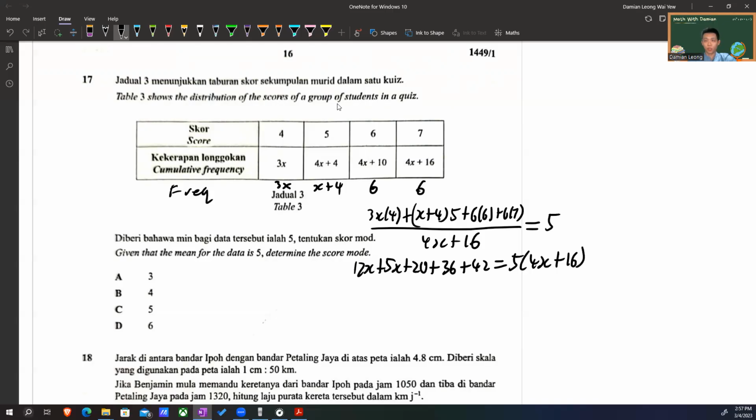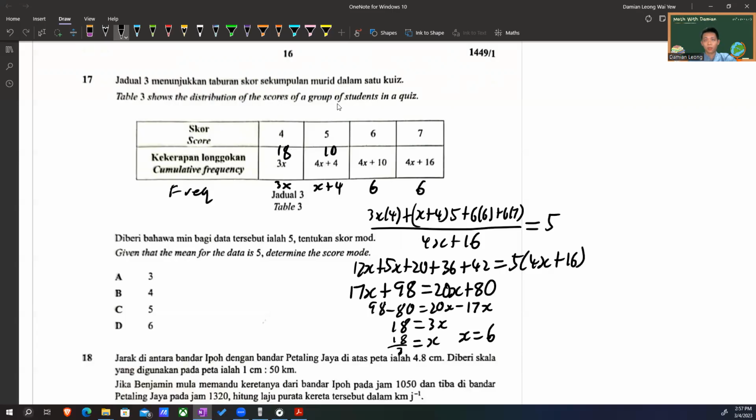Okay, bring this up, get rid of the fraction. So 17x plus 98 equals 20x plus 80. Bring over the 80, bring over the 17x. 98 minus 80 is 20x minus 17x. 18 is 3x. Divide by 3. x is 6. So if x is 6, 3 times 6 is 18, 6 plus 4 is 10. So the frequencies are 18, 10, 6, 6. So the mode will be 4.